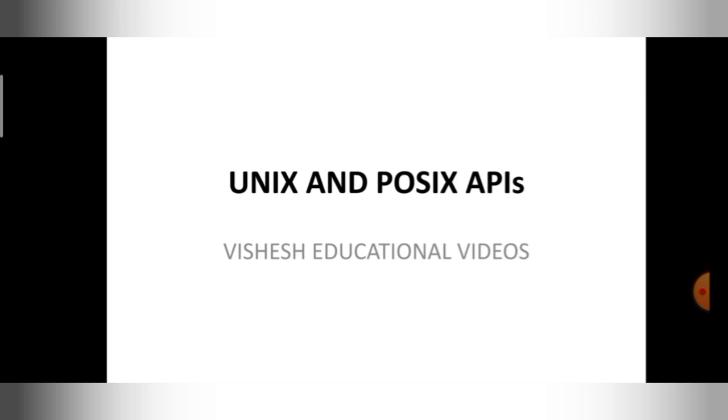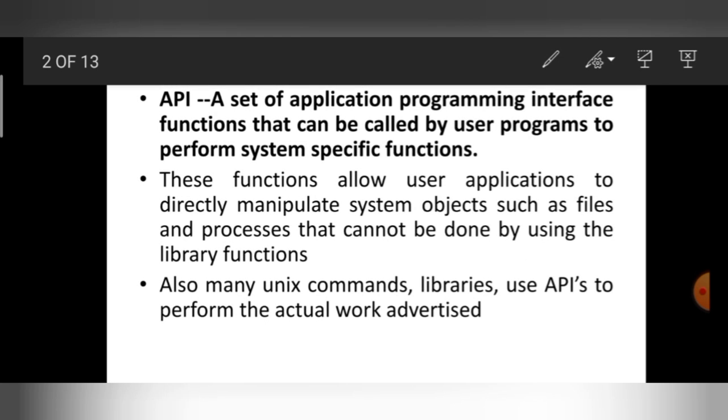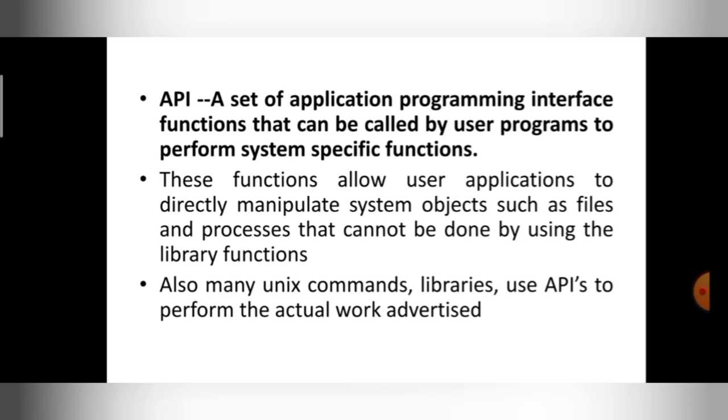So let me begin the explanation of UNIX and POSIX APIs. First of all, what is an API? API is nothing but application programming interface. APIs are nothing but functions that can be called by user programs to perform system specific functions.